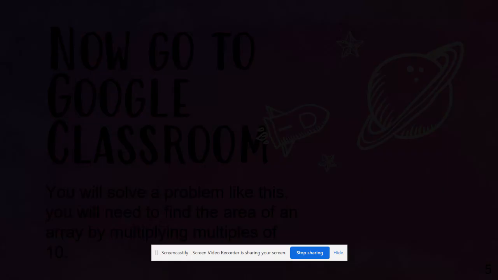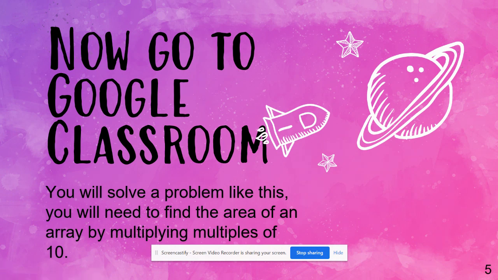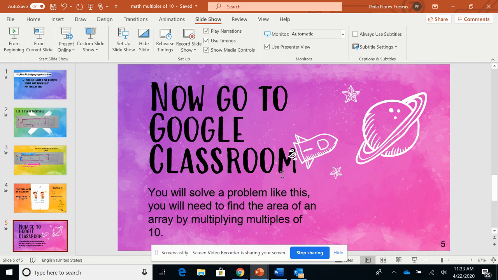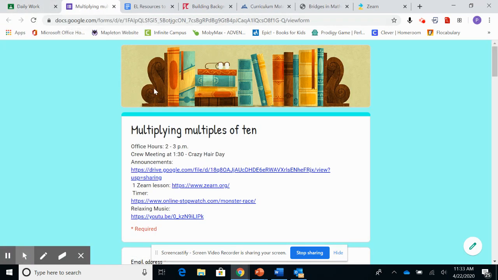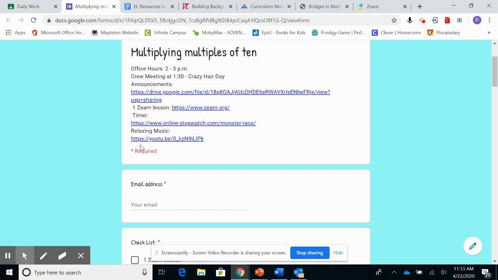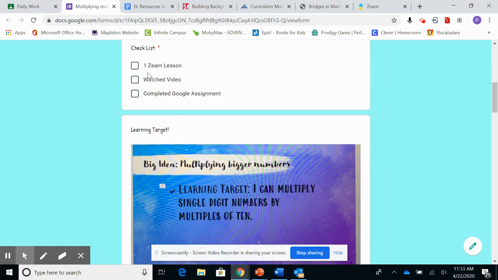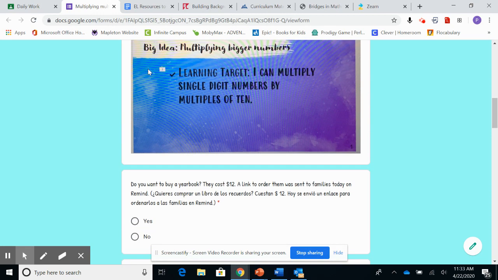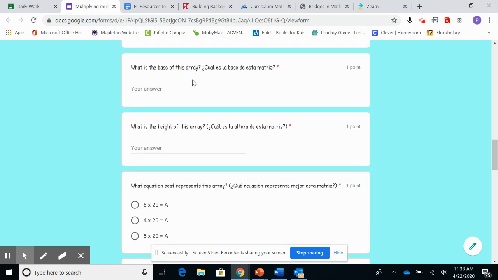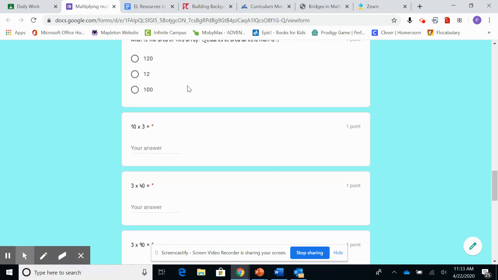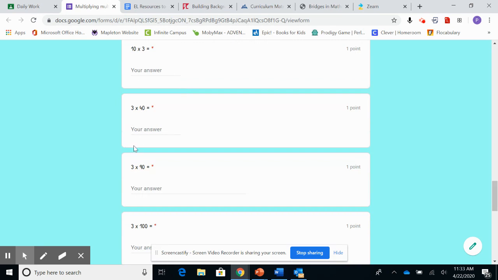Okay? So now you need to go to Google Classroom and you'll solve a problem like this. You already saw what that looks like. And you need to find the area of the array by multiplying the multiples of 10. You have one similar problem and you have a bunch of multiples of 10 problems. So you'll go back to here, find the daily work for today, Thursday. Make sure you put in your email address and use your checklist. And all of this here is your daily question, your attendance, the array, what's the base, what's the height, what's the equation, what's the area, and then here are all the multiples of 10 problems.